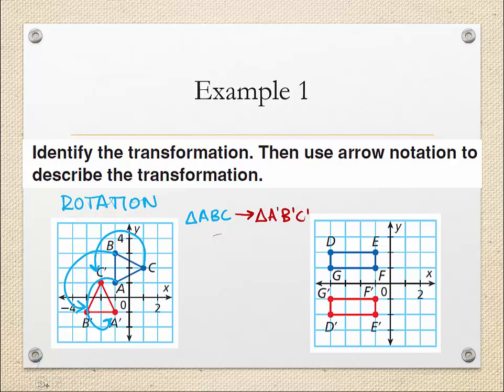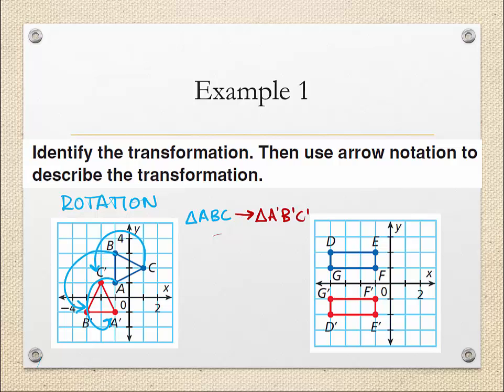So if we look at this next one over here, remember the blue ones are what we start with. That's our pre-image. And then we end up with the red ones with all the primes. Now, this could be one of two things. Well, it could be rotation also.